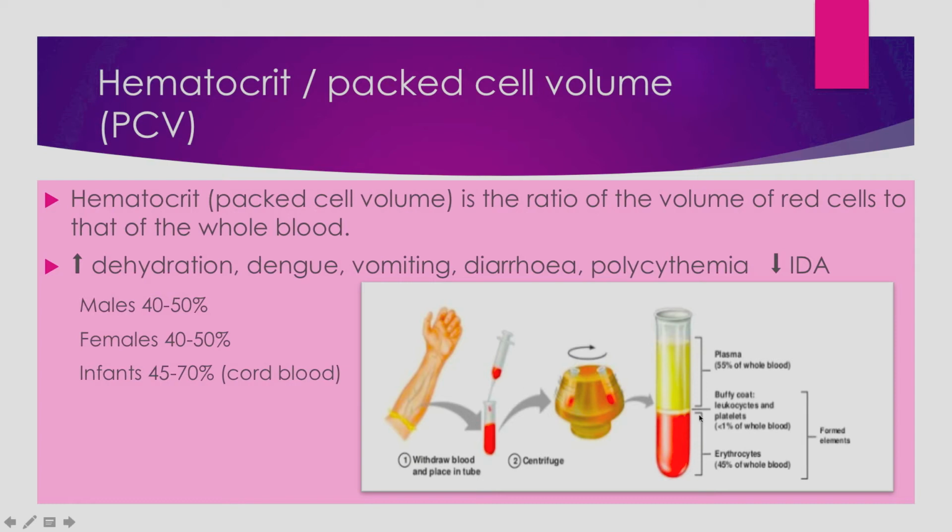That means the plasma level, which consists of water, reduces. So the ratio of the erythrocytes to that of the complete whole blood increases, because the volume of the whole blood decreases. So the hematocrit value increases in dehydration and dengue, whereas this hematocrit, packed cell volume level decreases in iron deficiency anemia, because the RBC count decreases. So the hematocrit value decreases in iron deficiency anemia.